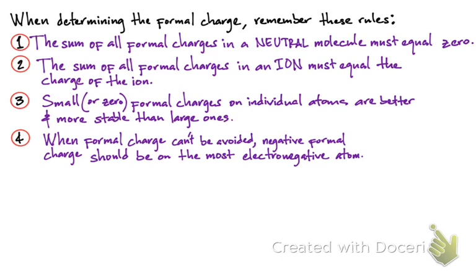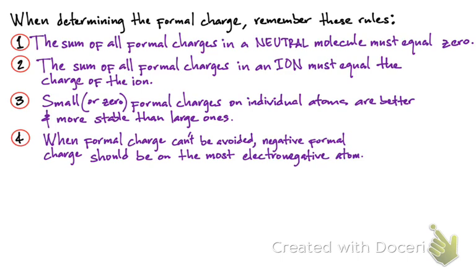The sum of all formal charges in an ion must equal the charge of the ion. For example, if we have carbonate ion, which is CO3 with a -2 charge, when you add up the formal charges of all the elements in that ion, it should equal -2, which is the ionic charge of that polyatomic ion. Third, small or zero formal charges on individual atoms are better and more stable than large ones. And we'll see an example for that in a little bit.